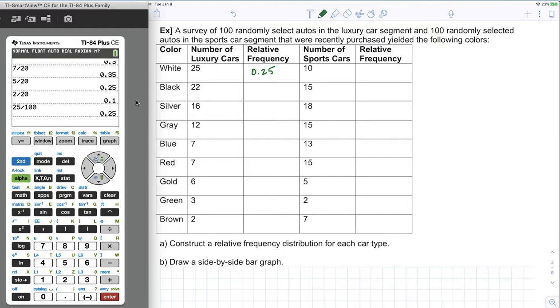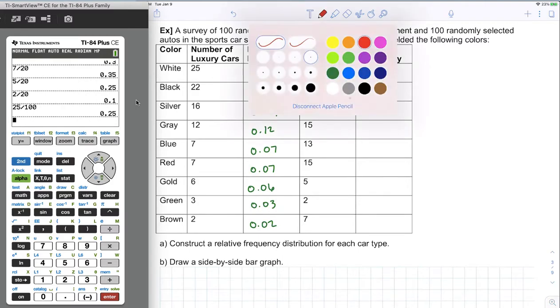So for white, 0.25, black, 0.22. Here we're looking at the luxury car color. So blue, 2 places, so 0.07. Red, 0.07. Gold, 0.06. Green, 0.03. And brown, 0.02. And then we're also going to find the relative frequencies for the sports cars.